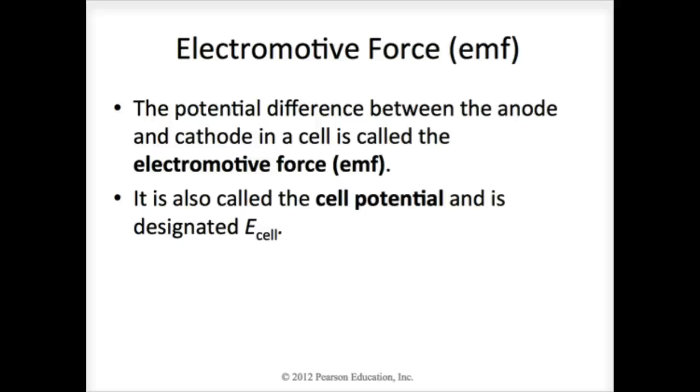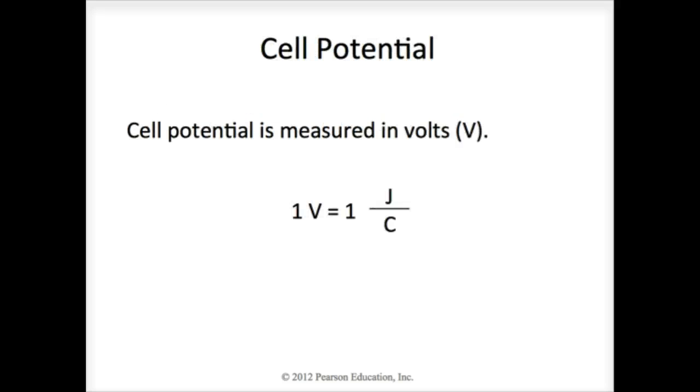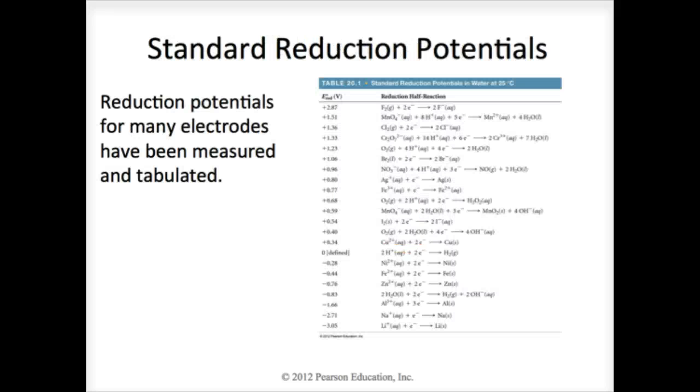Now, this difference is what helps to make it more or less spontaneous. Ultimately, when we deal with the definition of cell potential, we measure it in volts. We have a relationship between volts, coulombs, and joules. So our basic definition is 1 volt is 1 joule per coulomb. And it is based on what are known as standard reduction potentials.